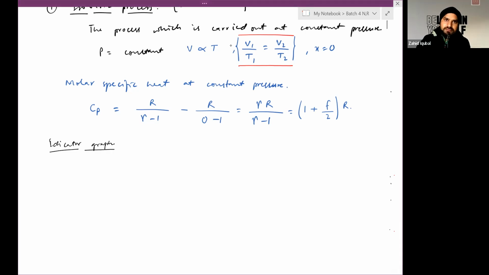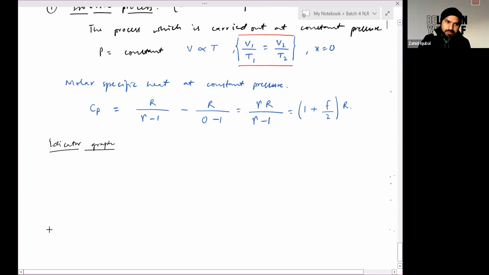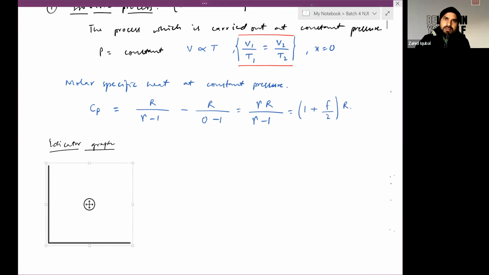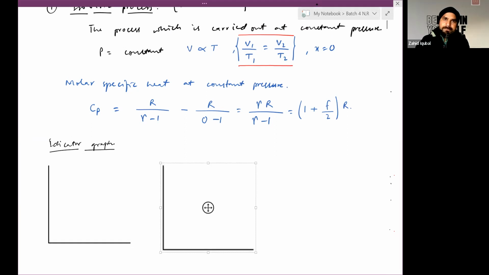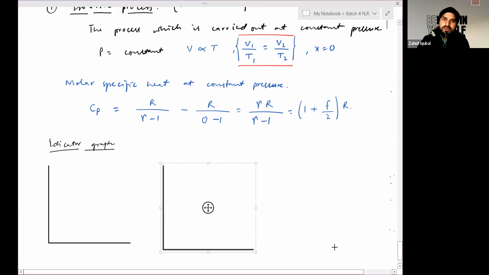First, pressure versus volume. Pressure versus temperature. Volume versus temperature. So in the first part, pressure versus volume, the second, pressure versus temperature, and the third, volume versus temperature.